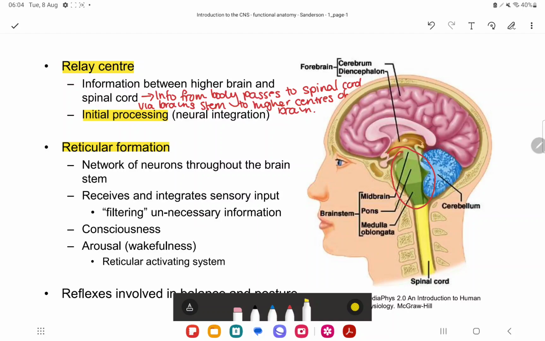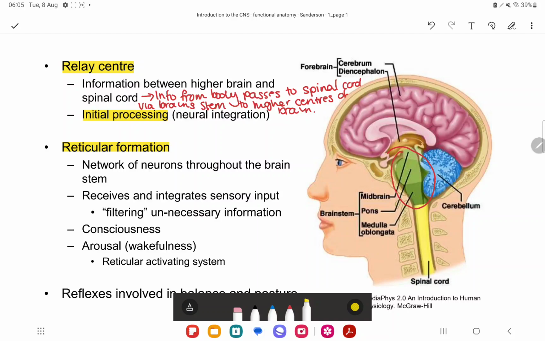So what happens over here is that the brainstem allows information that's important, and gets rid of information that's not needed. So that's what it means by receives and integrates sensory input, filtering unnecessary information. It allows information that's important to get filtered, and then it gets rid of information that is not needed. So it's basically where a filtering process can happen.